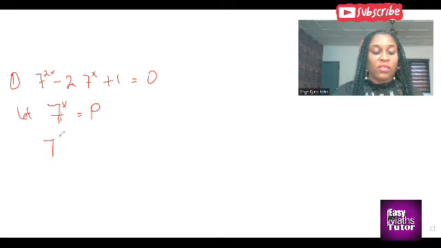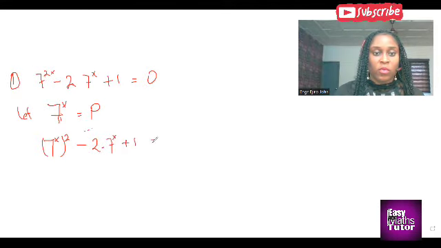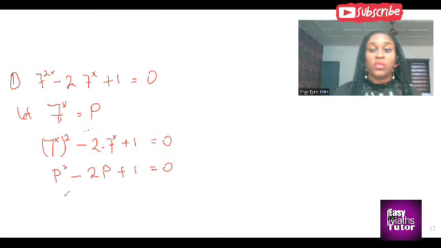So we have 7 raised to the power x squared, minus 2 times 7 raised to the power x plus 1 equal to 0. So if we represent 7 raised to the power x as p, we'll have p squared minus 2p plus 1 equal to 0.